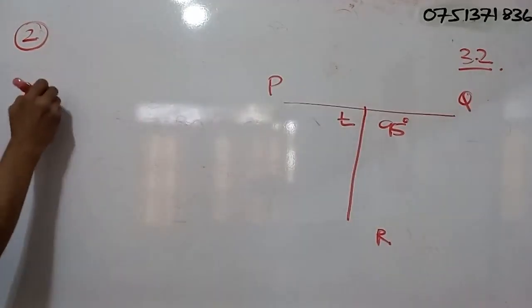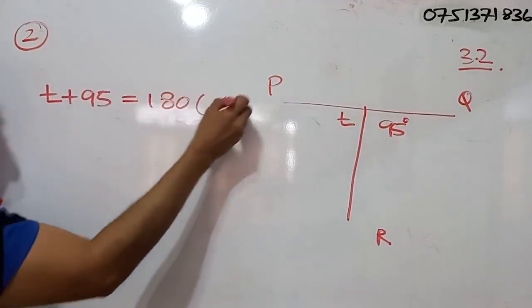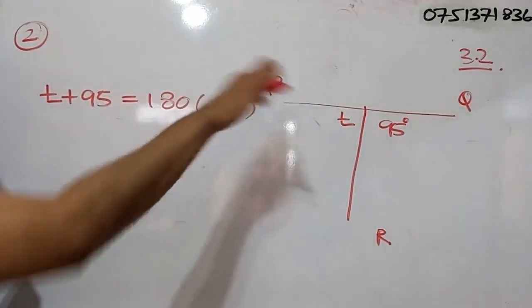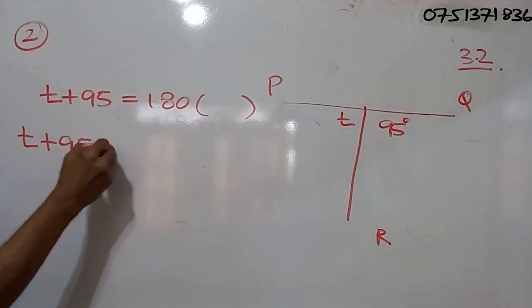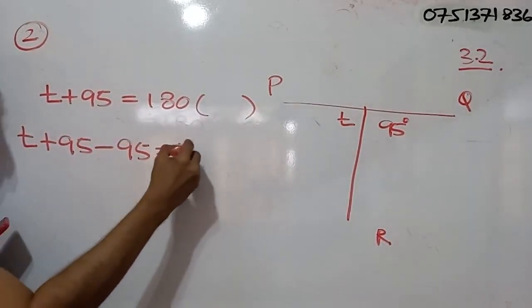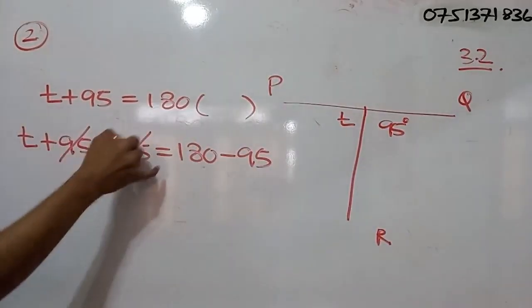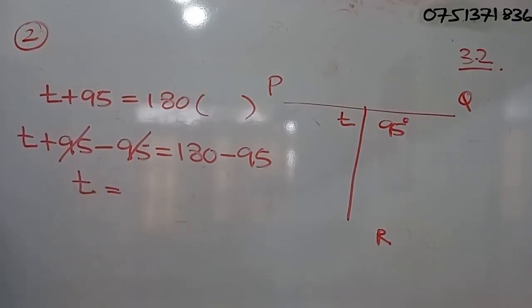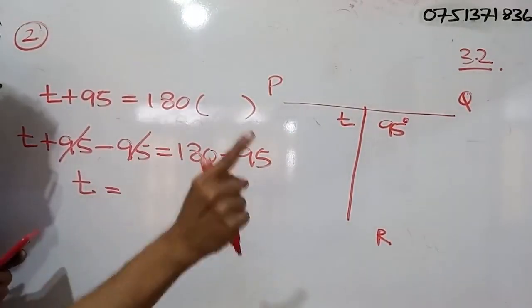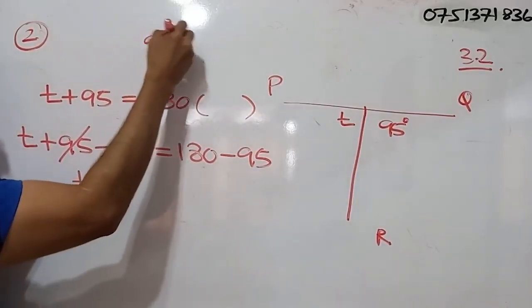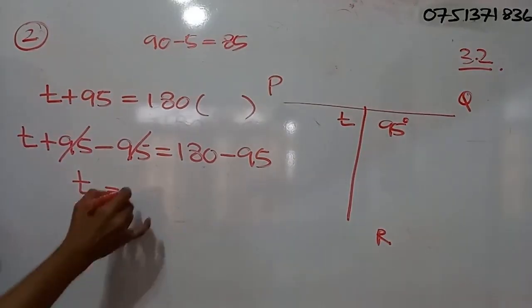Right, so just as before, t plus 95 equals to 180. So within brackets, you have to write PQ is a straight line. Now, t plus 95 minus 95 equals 180 minus 95. So we can cancel out the 95. T equals what? 180 minus 90, we know that is 90. From 90, we have to subtract 5. So that is what? 85.